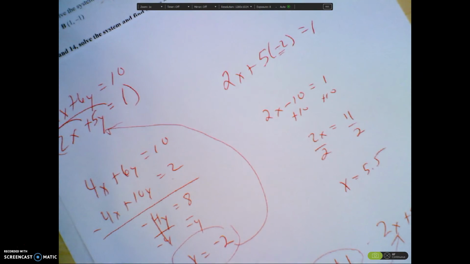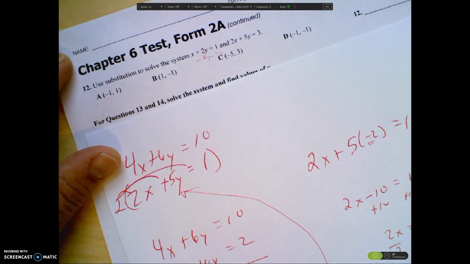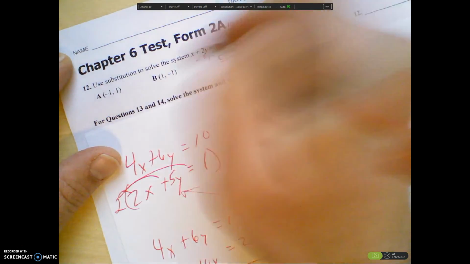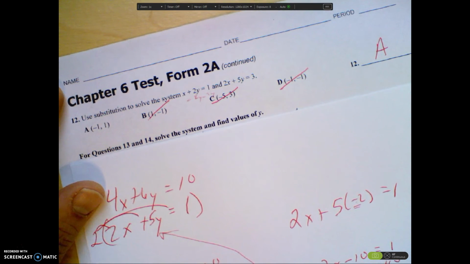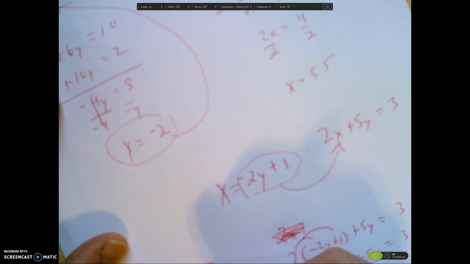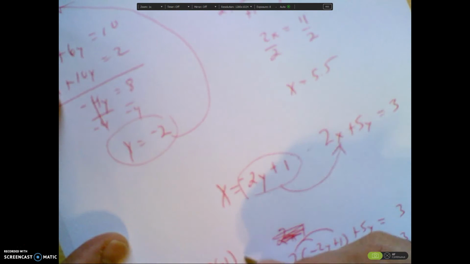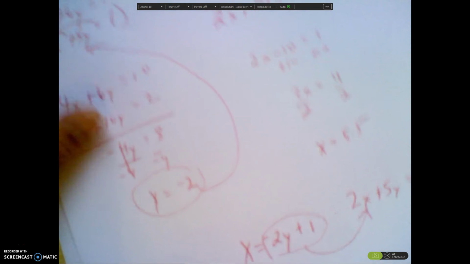All right, so if I go to my multiple choice, y is 1. So no, no, and no. The answer has to be A. But I don't like how easy that was, and I did make a mistake, so I'm going to make sure that x gives me the negative 1. So I'm going to plug that back in. x equals negative 2 times negative 1 plus 1. See, that gives me 2 plus 1 is 3 for x, so I must have made a mistake here.